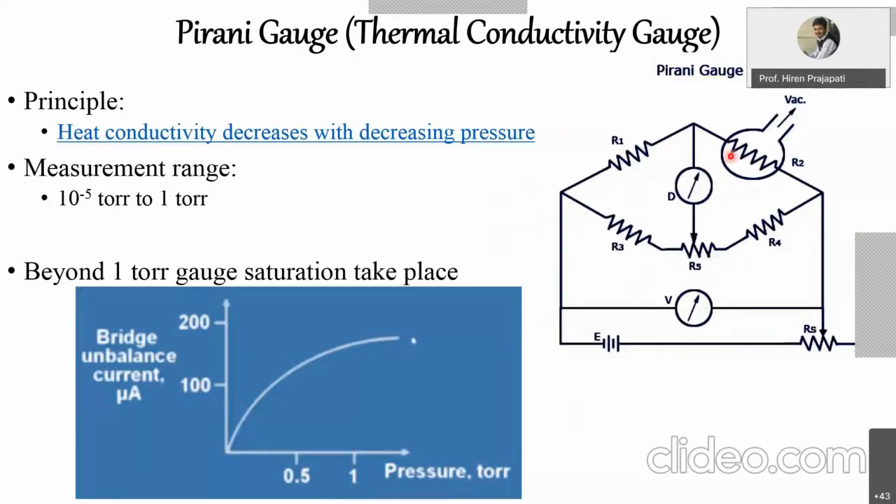So that's why we can use the Wheatstone bridge circuit, and we can measure resistance also, right? Now if you see the measuring range, it is from 10 to the minus 5 torr to 1 torr, right? It cannot be used beyond 1 torr because of the saturation. If you go beyond 1 torr pressure, there is no change in the Wheatstone bridge current or resistance. So that's why their use is limited up to 1 torr.